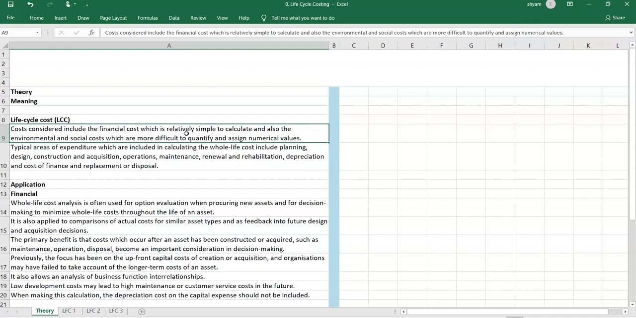And its approach is also quite different. Costs considered include the financial cost, which is relatively simple to calculate, and also the environmental and social cost, which are more difficult to quantify and assign numerical values. So life cycle cost considers costs which are direct and straightforward, but also some of the hidden costs which are not properly taken by other costing methods like job costing, batch costing, or process costing.